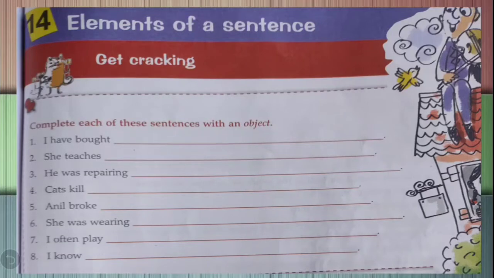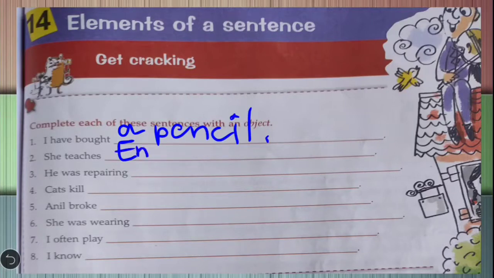You can write here, I have bought a pencil. Full stop. Now remember, after completing this sentence, means after writing an object, you have to put a full stop. Because in a sentence, there must be a full stop, question mark or exclamation mark. She teaches English. Yes?